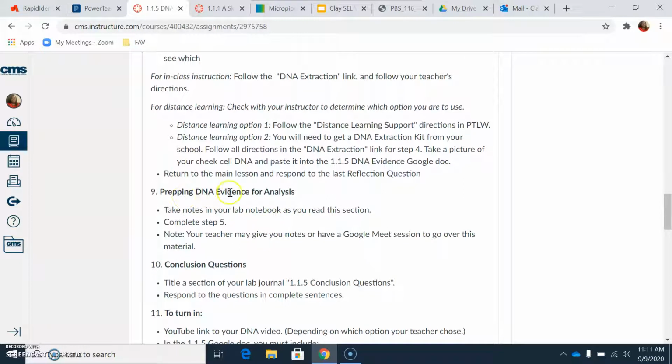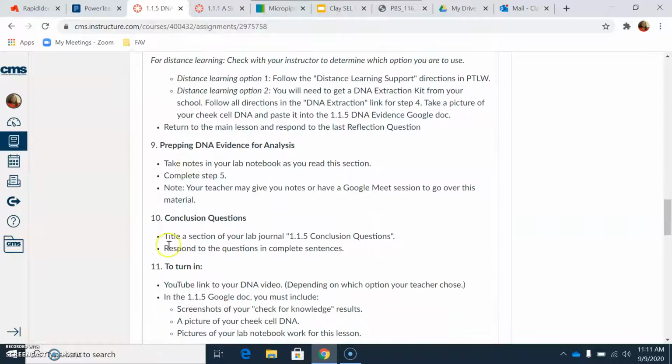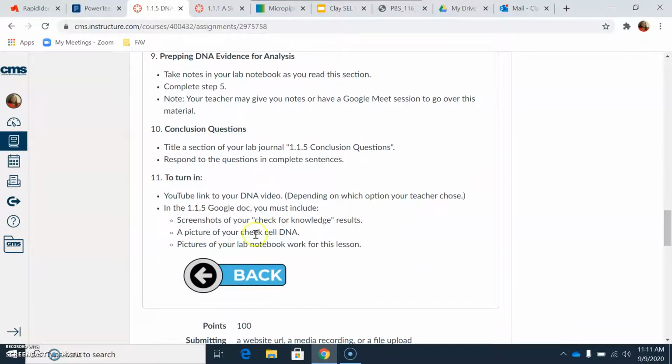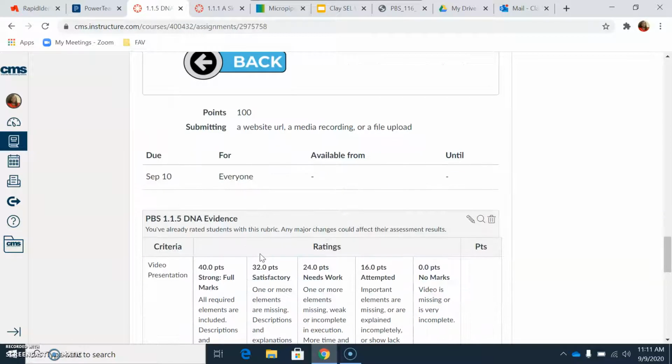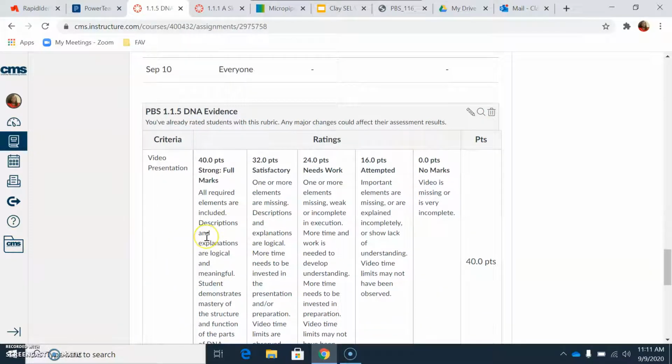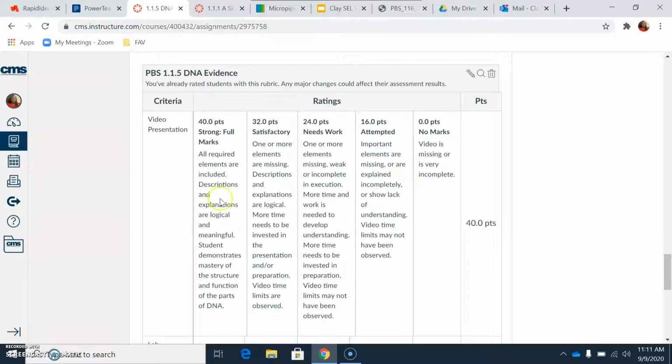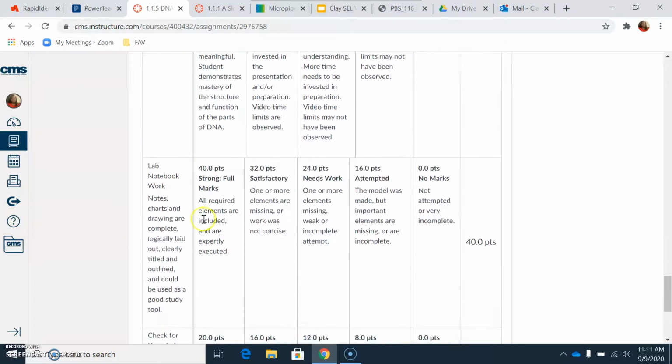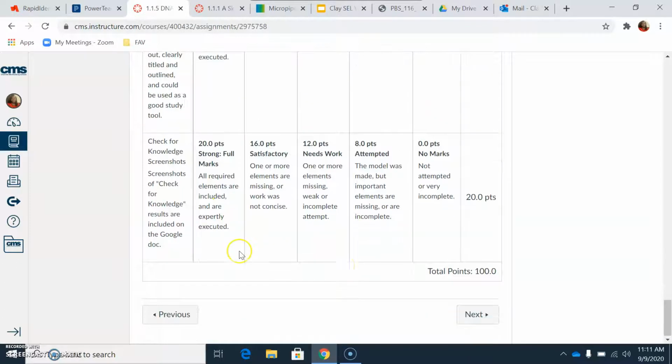Then you had the prepping DNA evidence for analysis. Again, you had to read and complete step 5. And then you had some conclusion questions. What you're turning in for 1.1.5 is whatever you did your video on, as well as the screenshots from your check for knowledge results and pictures of your lab notebook information. And I updated the rubric for that. So the highest you can get is 40 points for the video, 40 points for the lab notebook, and 20 points for the check for knowledge.